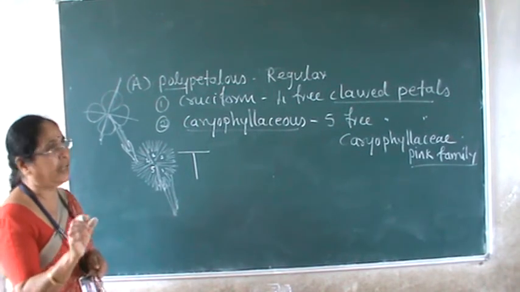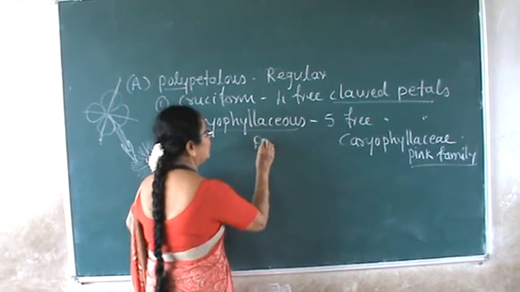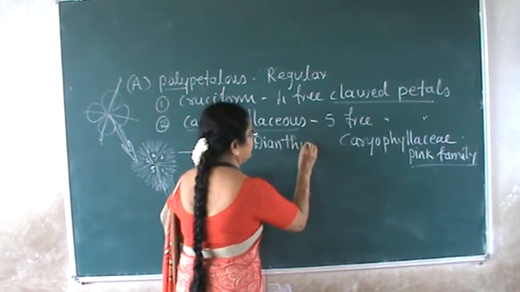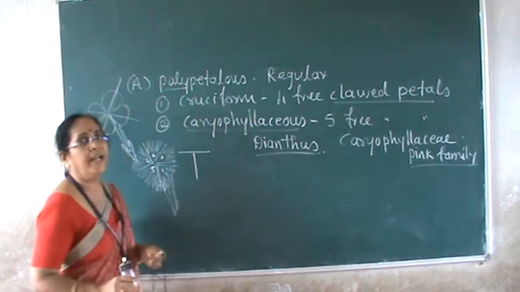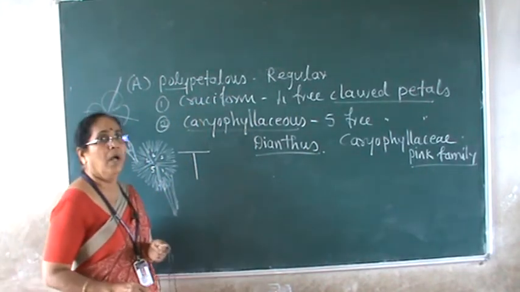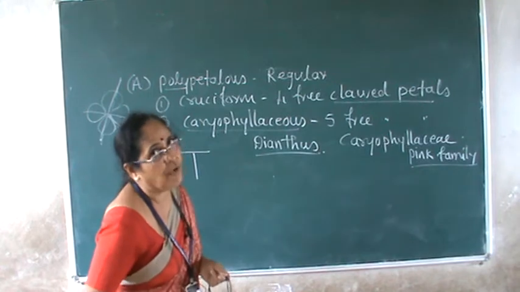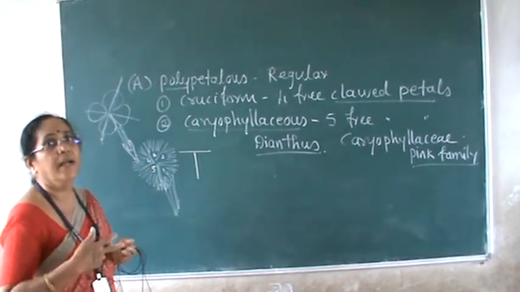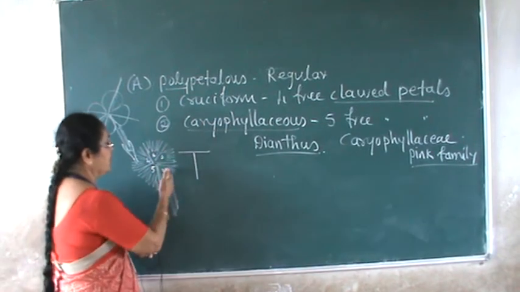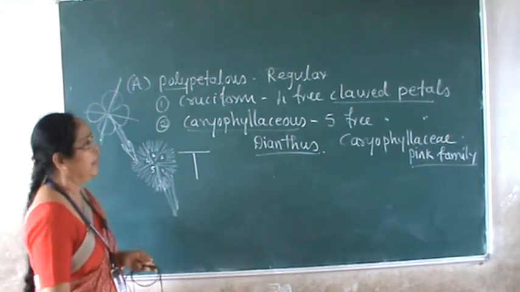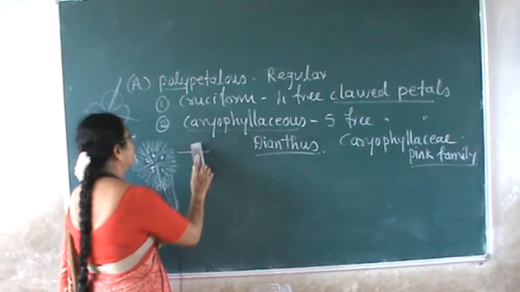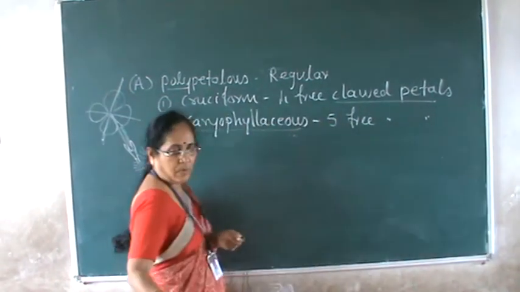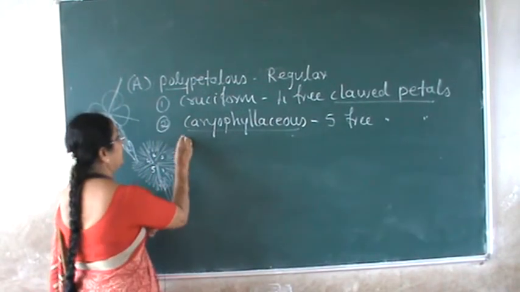Very specifically, you can quote the example of a very nice looking garden plant, ornamental plant, Dianthus. Very attractively colorful ornamental plant called Dianthus, a small herb with variously colored and variously dissected margin. This kind of corolla is found in case of Dianthus. Then the next type of corolla, rosaceous.